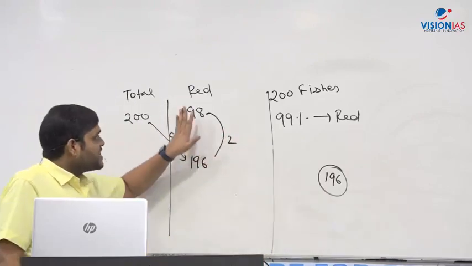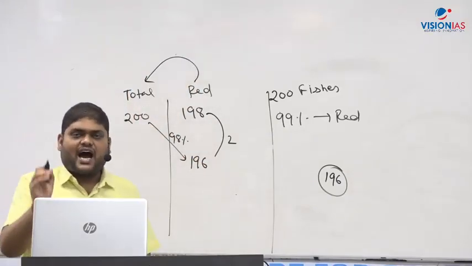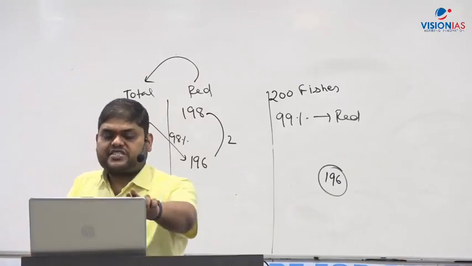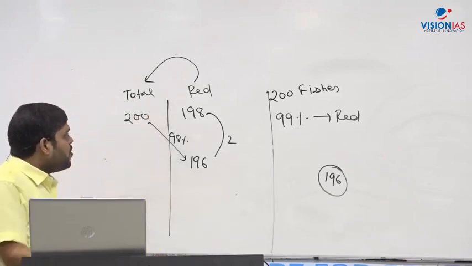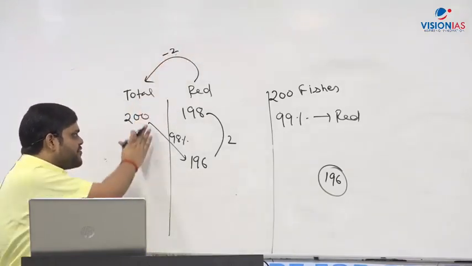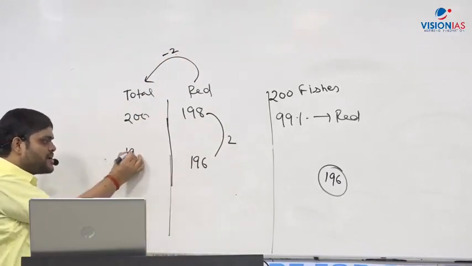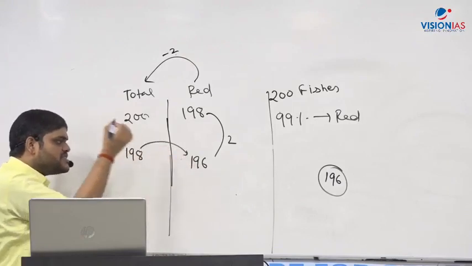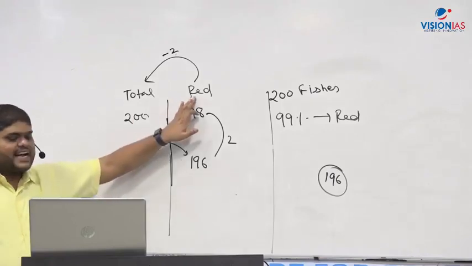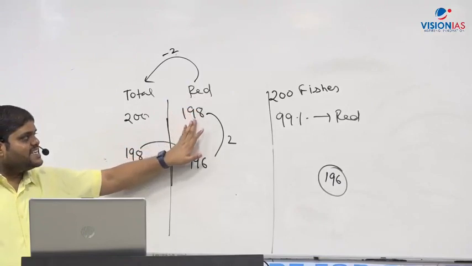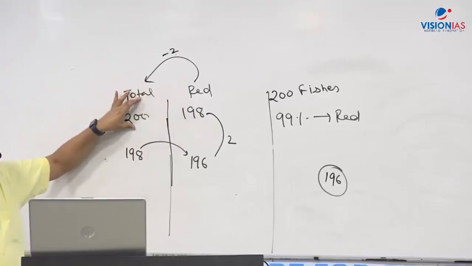Same thing here. The red fish are part of the total fish. When I remove 2 red fish, the red fish become 196, but the total fish now become 198. I hope this is making sense. Initially the red fish were 198 out of a total of 200, and they are part of this 200. They are not separate.